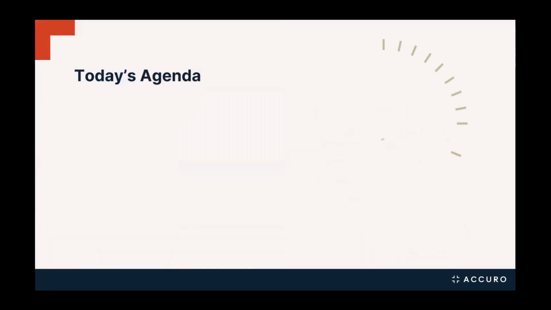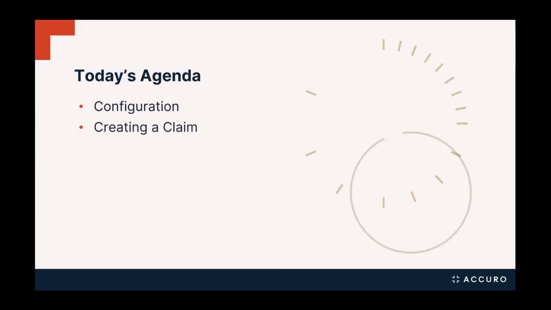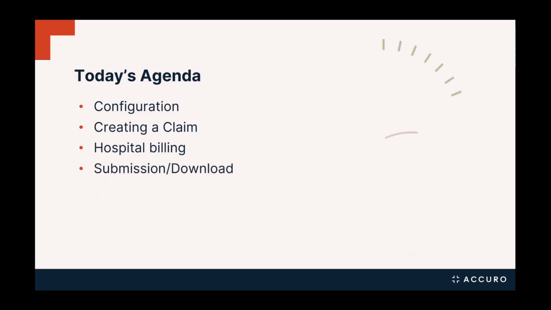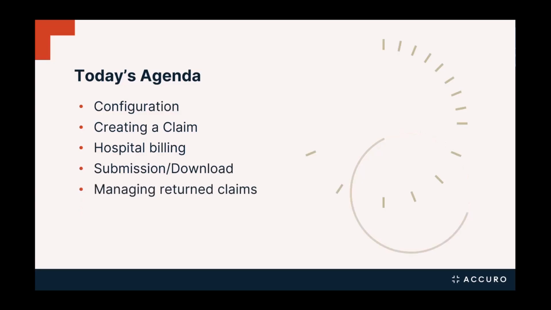All right, so for today, we're going to look over some configure information for the provider, as well as some user credentials, how to create a claim, including a quick review on how to do hospital billing. We're also going to touch on some submission and download best practices. And then we're going to talk about how to manage returned claims, including claim matching, and then how to follow up with your accounts receivable. We'll also sprinkle some tips and tricks along the way. All right, so let's get started.